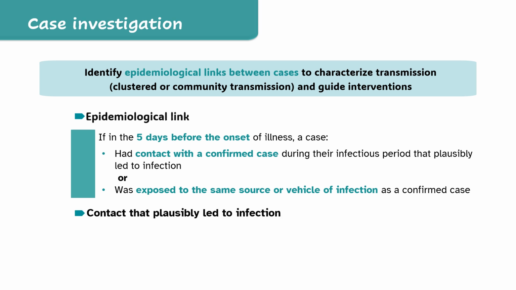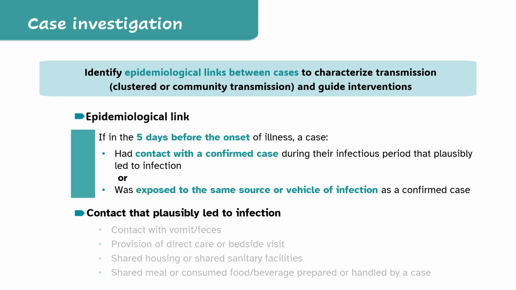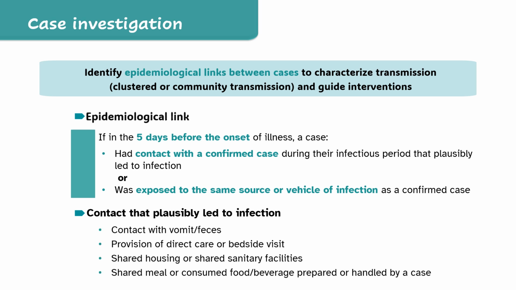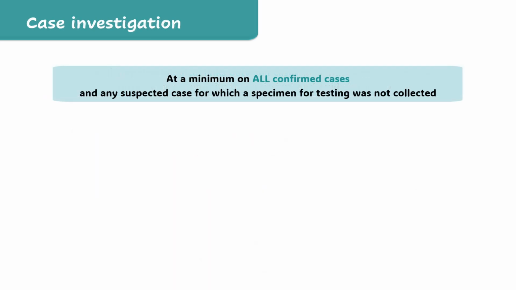Contact that plausibly led to infection includes contact with vomit or feces, provision of direct care or a bedside visit, having shared housing or shared sanitary facilities, and having shared a meal or consumed food or beverage prepared or handled by a confirmed case. Case investigations should be performed at a minimum on all confirmed cholera cases, as well as on any suspected case for which a specimen for laboratory testing was not collected.